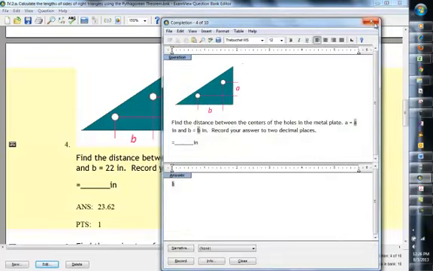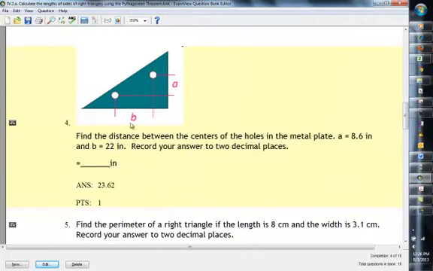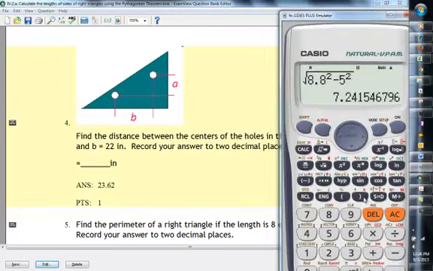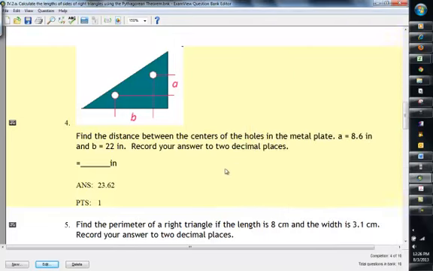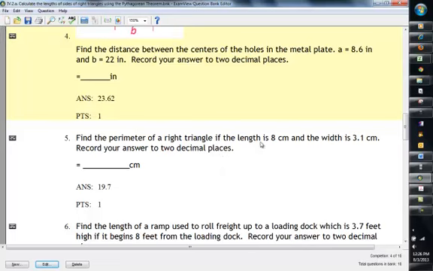Let's look at this one. Find the distance between the center holes if A is 8.6 and B is 22. So we're looking for the hypotenuse. We would take the square root of 8.6 squared, add 22 squared, and we get 23.6.